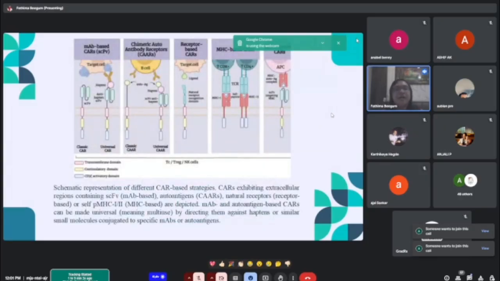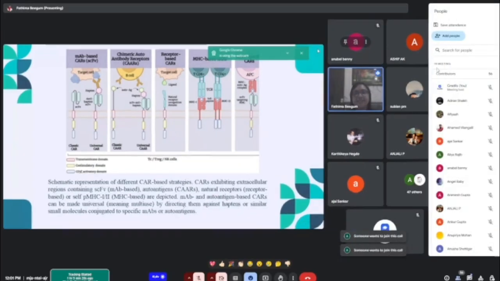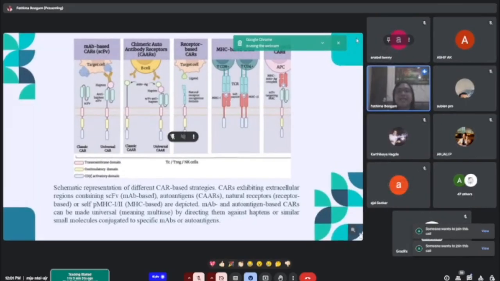This is nothing but modified CARs. In some cases we can modify the CAR with suitable monoclonal antibodies. Then second, as I said, for autoimmune disorders, chimeric autoantibody receptor is there. Then receptor based CARs are there. I told you the main mechanism of CAR T is MHC independent, but in some cases we need MHC dependent. So in that case also CD8 plus, CD4 plus MHC based CARs are there. These are the different CAR T cell therapies that are available.